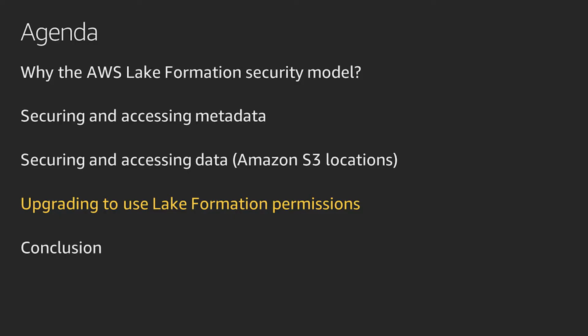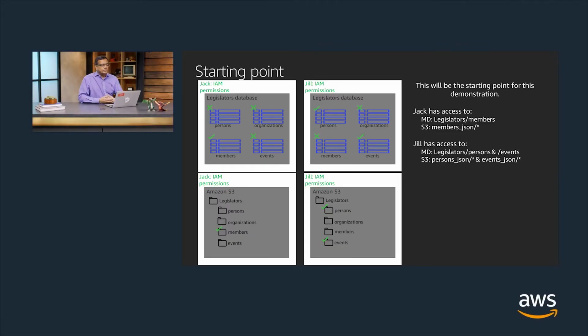Now, we'll walk through an example of upgrading a Glue Data Catalog to start using Lake Formation permissions. The starting point for our demo is going to be this. We're going to have two users, Jack and Jill, and they've been given IAM permissions in the following manner. Jack has permissions to the legislators database and the members table inside it, and Jill has IAM permissions to the legislators database and the persons table and the events table inside it.